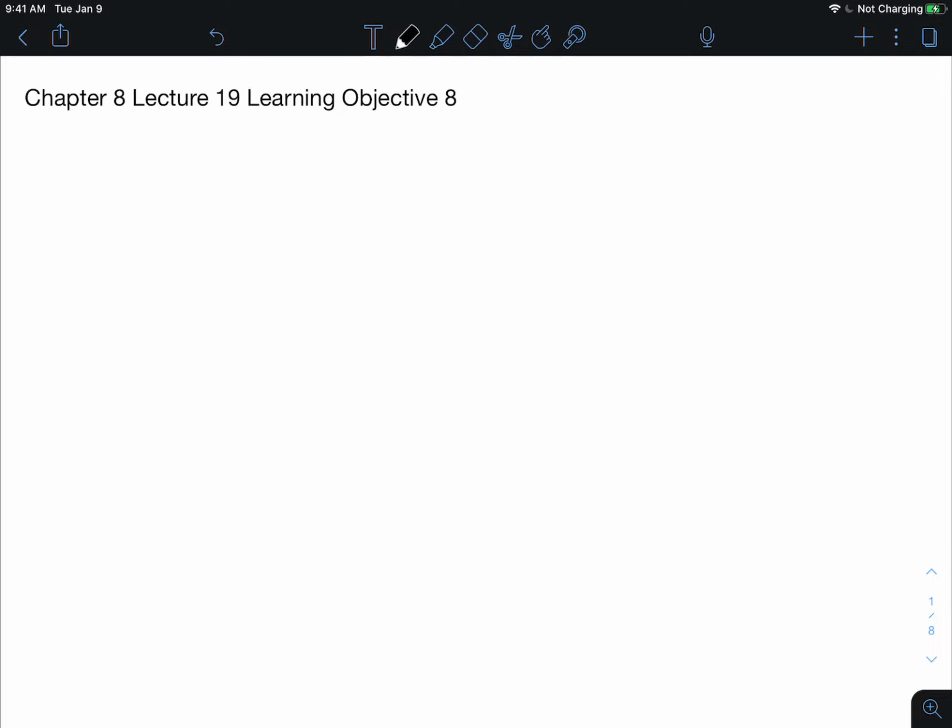Hi. Today we are going to talk about Lecture 19, Learning Objective 8. We're going to be looking at when we can break the octet rule, either having an expanded octet or having fewer than that octet. So we've got three main exceptions to the octet rule.